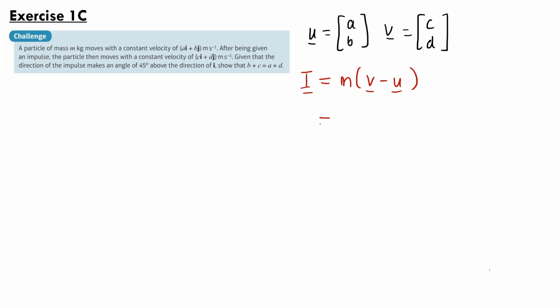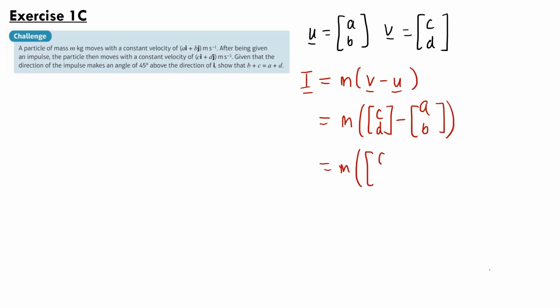So we have the impulse is the mass times the final velocity, which is (c, d), minus the initial velocity, which is (a, b). Then we can combine these two vectors, so (c minus a, d minus b). And now the last bit of information we need to use from the question is that the direction of the impulse makes an angle of 45 degrees above the direction of i.